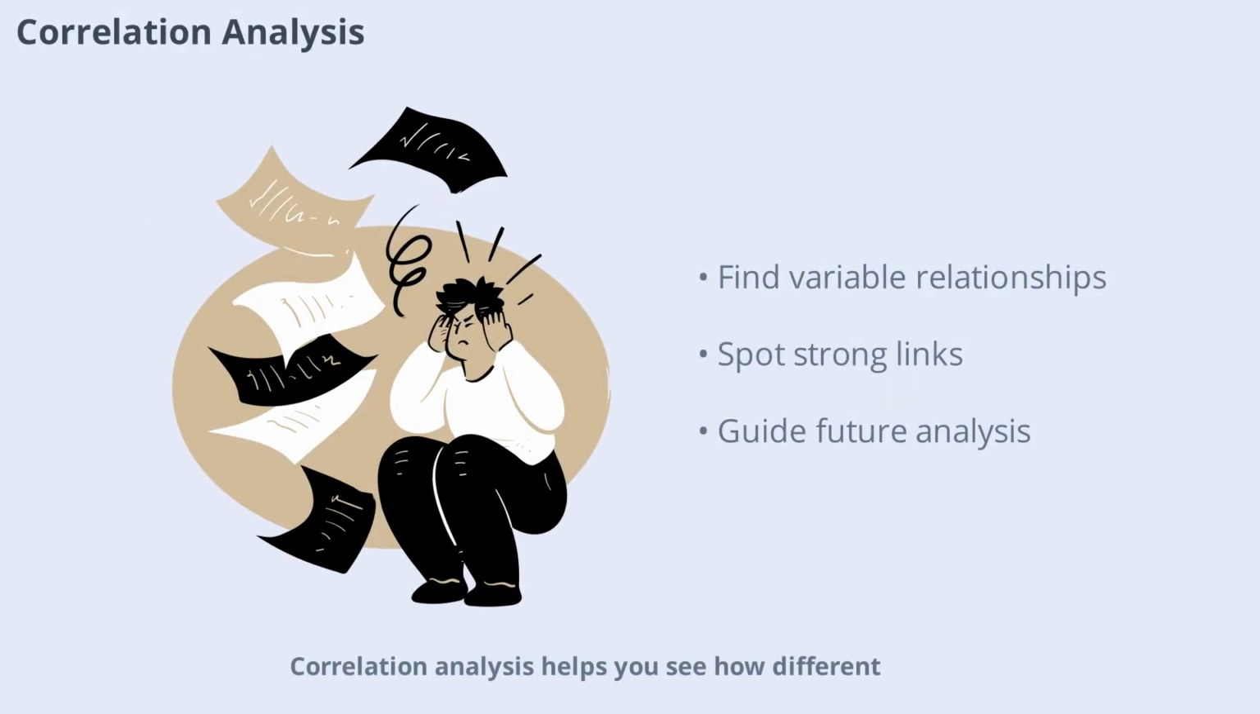Correlation analysis helps you see how different variables in your dataset relate to each other. Are some columns strongly linked? Do changes in one variable affect another? By calculating correlations, you can uncover hidden relationships that might be important for your analysis or modeling. This step is essential for building accurate models later on.